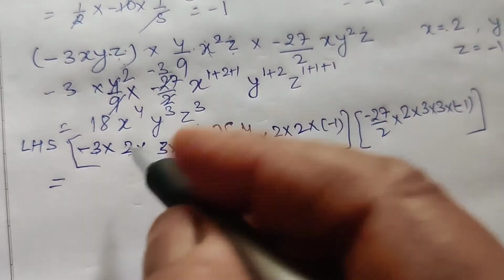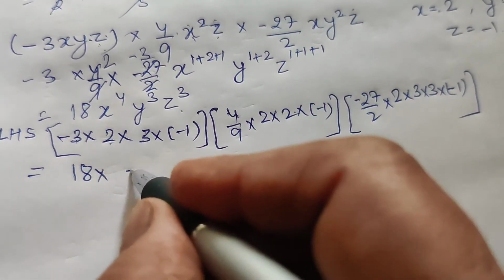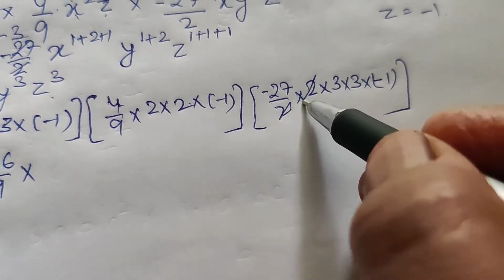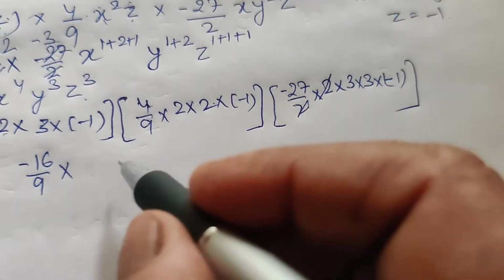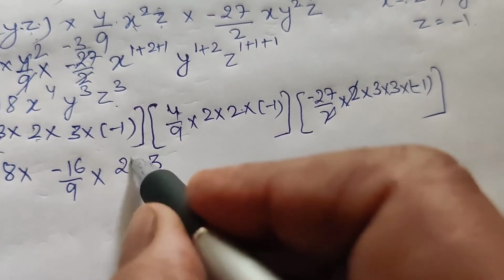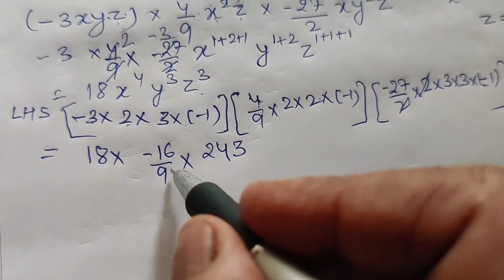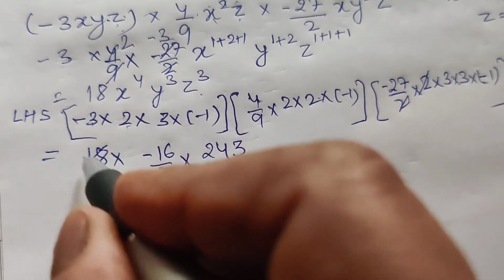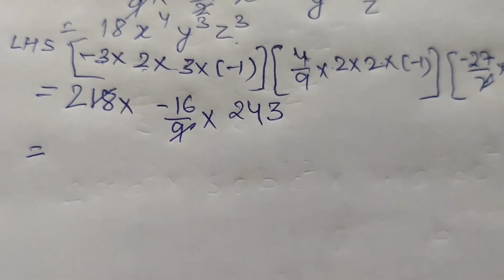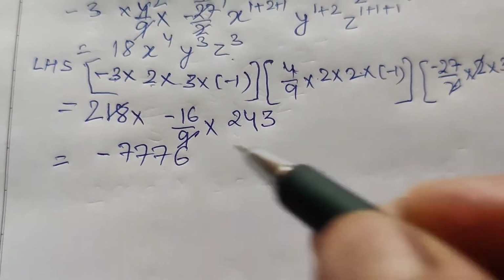3 3s are 9 2s are 18 into 4 2s are 8 2s are 16 minus 16 by 9 and 2 cancel. 3 3s are 9. Minus 2 minus minus plus 243 only. Now cancel by 9 to the 18 and multiply these two numbers. Okay, now the product is minus 7, 7, 7 and 6.